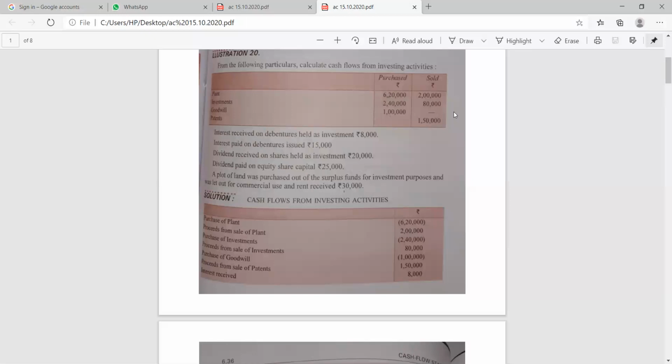Then investments, purchase as well as sales are given to us. The sale of investment is an inflow of cash, that's why it will be added, and purchase of investment is an outflow, so it will be subtracted, that is 2,40,000 rupees. Further, we know very well that the goodwill written off is always shown in the operating activity. But see the difference. Please mark in your books and highlight this point.